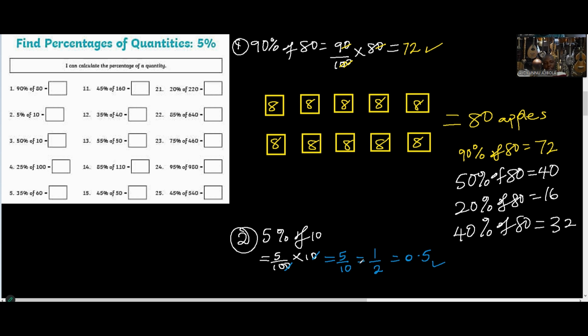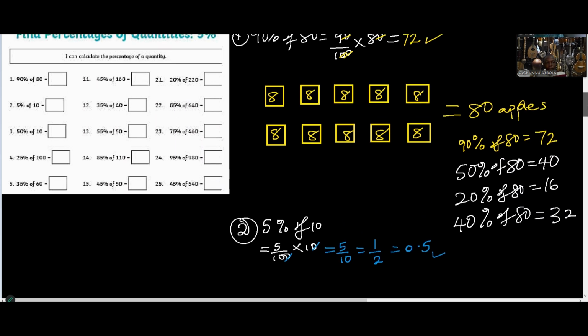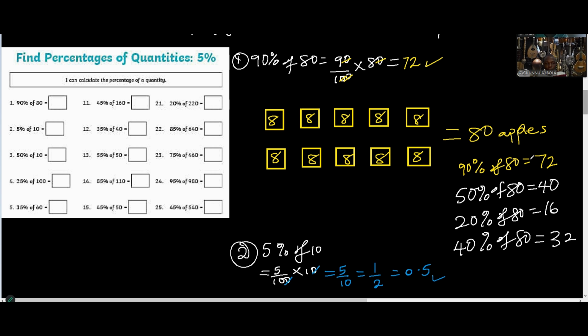What is 50% of 10? 5. What is 10% of 10? That's 1. Okay. So if 10% is 1, then it makes sense that half of 1 is 0.5. Yes or no? Yes. 10% will be 1. So half of 10% is 5%, right?